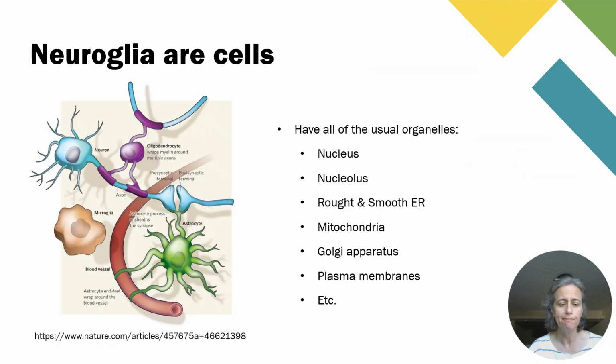Here we go. Just a reminder, they are cells. So like all cells, they have all of the organelles that you would expect, including a plasma membrane, which controls what goes in and out. There are going to be receptors on those membranes. There are going to be ion channels on those membranes, things that are going to become important later on in the class. So just always keep that in mind. I also liked this image from the journal Nature that shows a few of the different types and some of what they do.